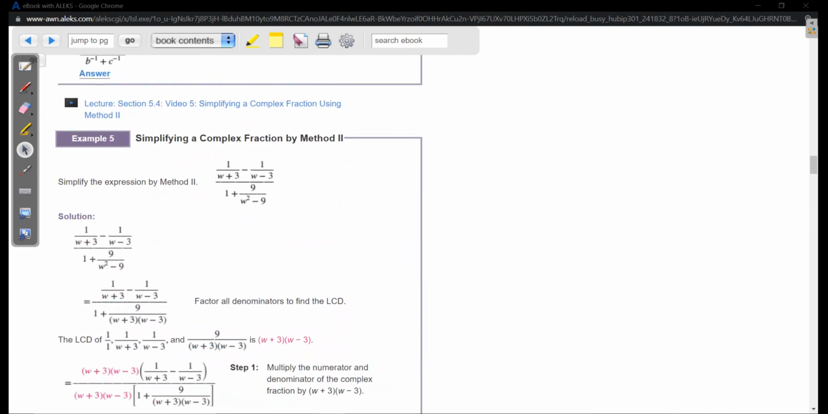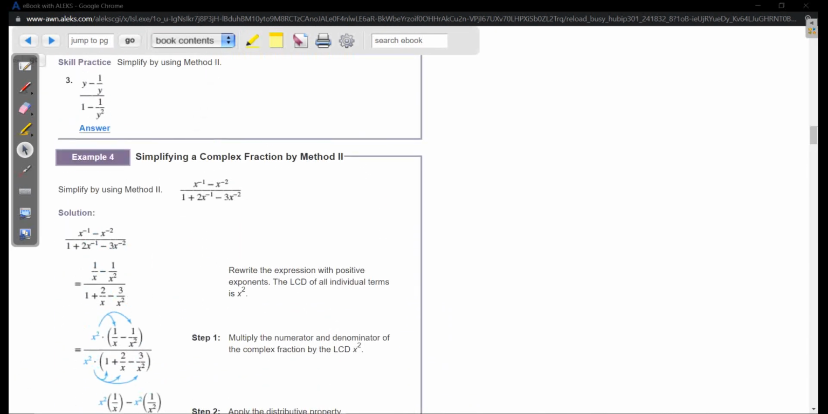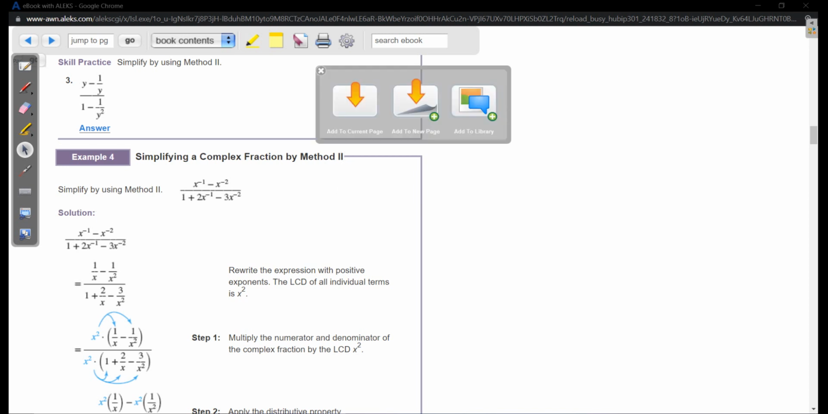The rest, I mean, we're going to do them, but the rest are method 2. And like I said, method 2 is my preferred way to go about things. But you can do whatever you want. They both work. Okay.